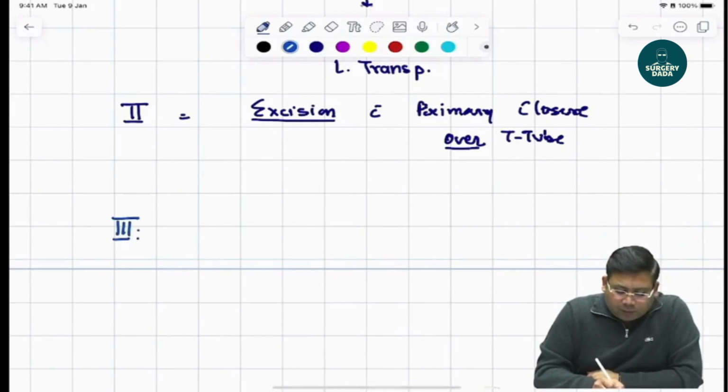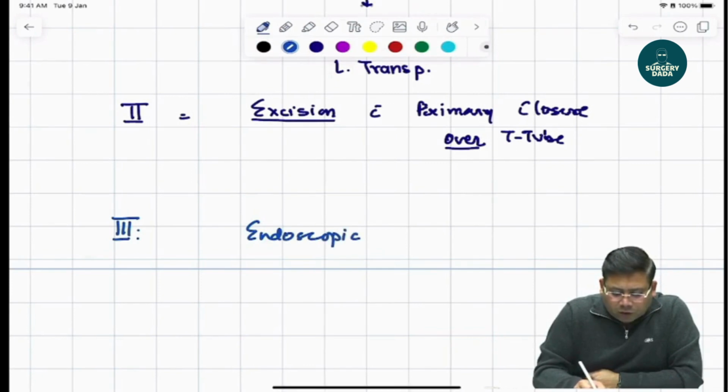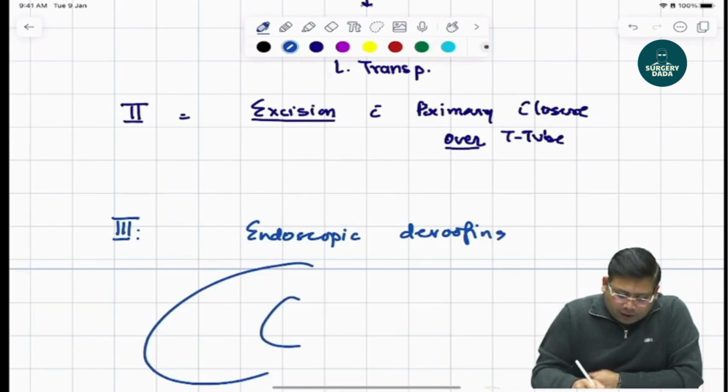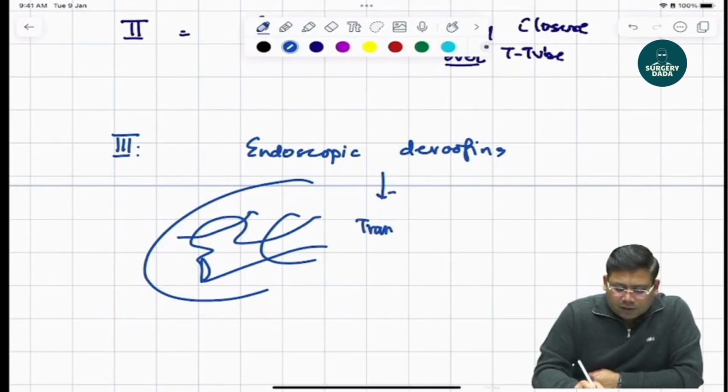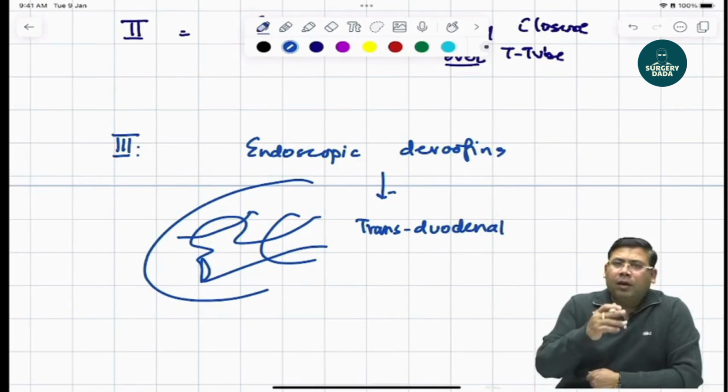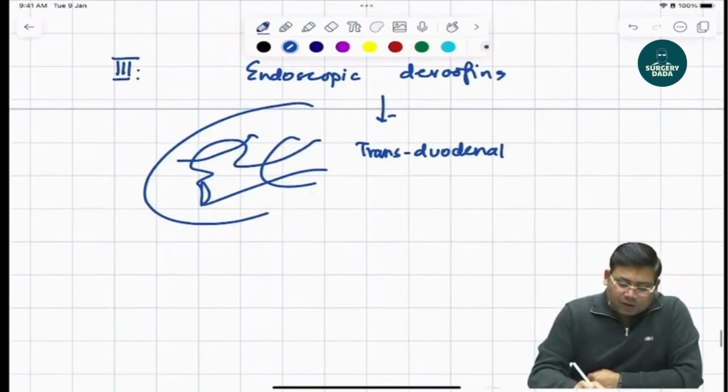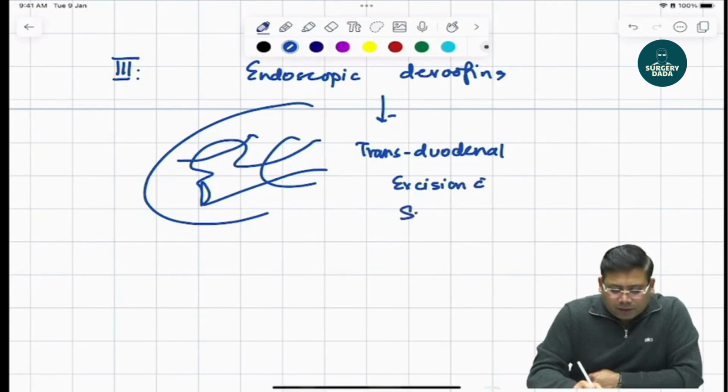When we talk about type 3, you will go for endoscopic de-roofing of the cyst, because it is the intraduodenal CBD where the cyst is. So just de-roof the cyst. If it fails, then we have to go for transduodenal opening of the cyst. So where do we open? This is again a question. So transduodenal excision with sphincteroplasty. You have to repair the sphincter. This is very important.